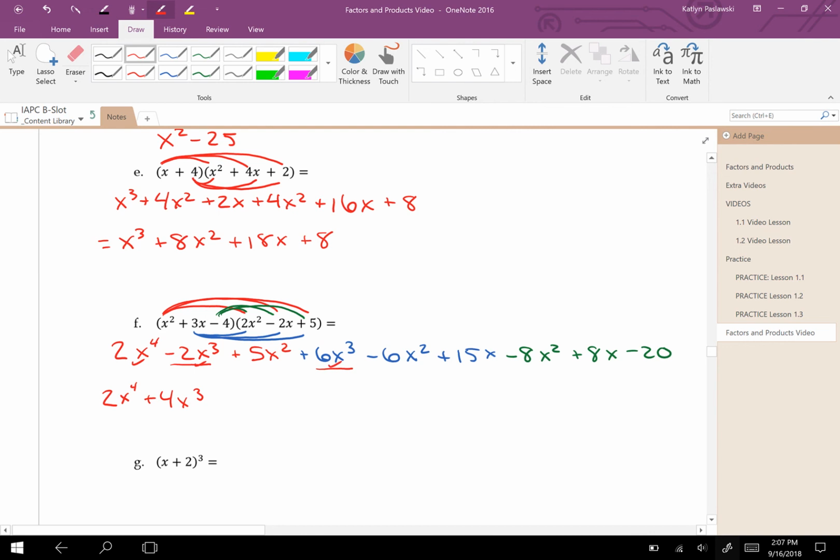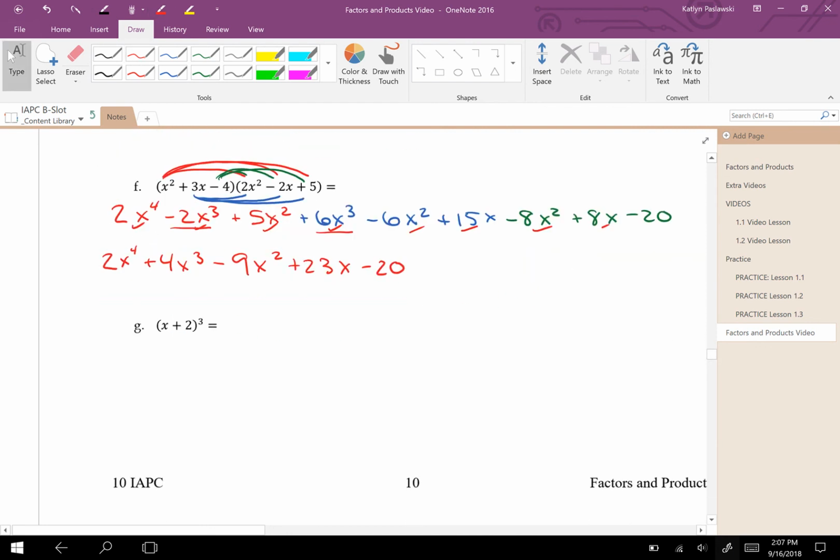Checking off those terms. Now squared as we go in descending order. So 5 minus 6 minus 8 is negative 9x squared. Now we're left with the x. 15x plus 8x is positive 23x. Check and check. And the final term, constant of negative 20. Nothing else to combine.